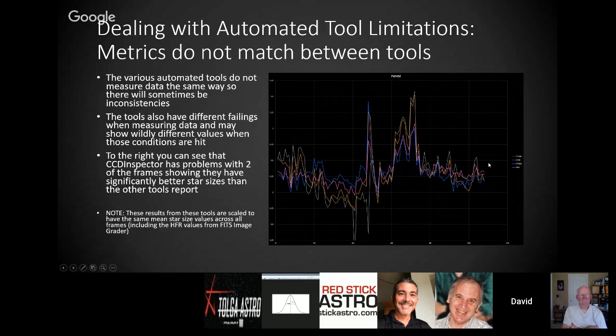The FITS image grader, like we talked about, is using HFR. You can see I've made a note here. What I've done is scale these. So in reality, the FITS image grader numbers were not quite half. They would have been sitting down here. I've scaled everything up to the same median value for all star sizes so that they could sit on top of each other and you could better compare how they differed. But in reality, this blue line would be sitting down here, and it would be tracking with these things reasonably well, but it would be lower, and that's normal, right?